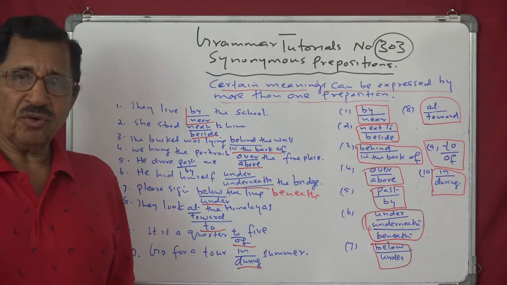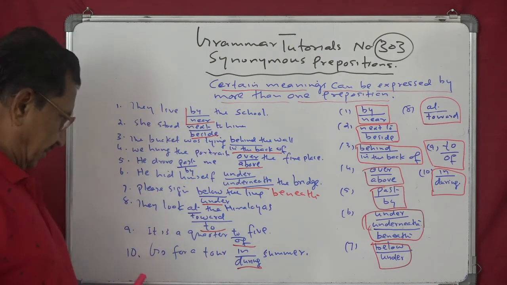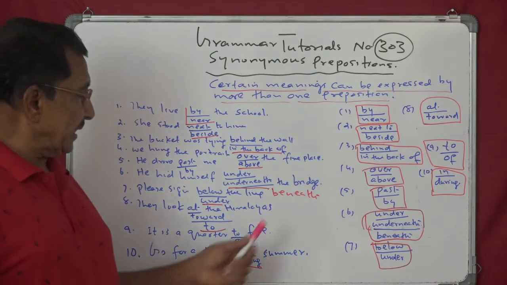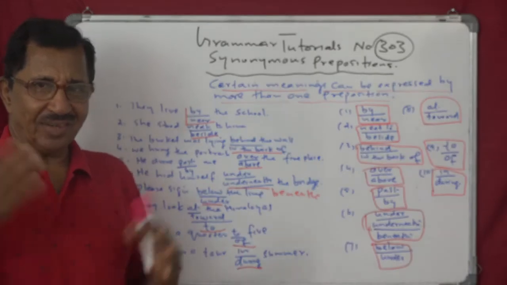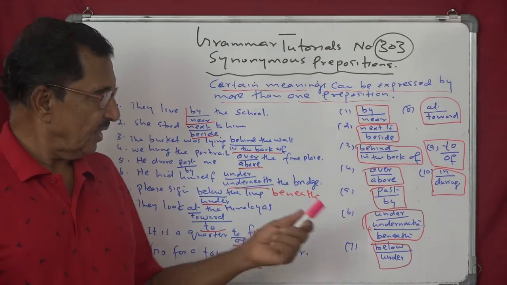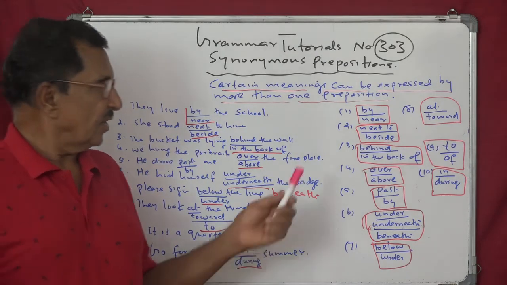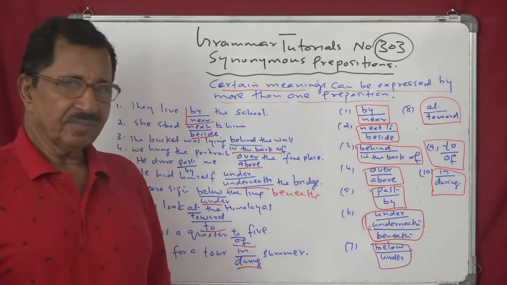Off, somebody uses off, you cannot say it's wrong. Go for a tour in summer, go for a tour during summer. Time, during summer. So, in and during. Now once again say by and near.